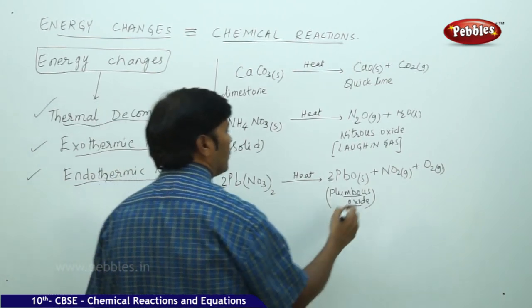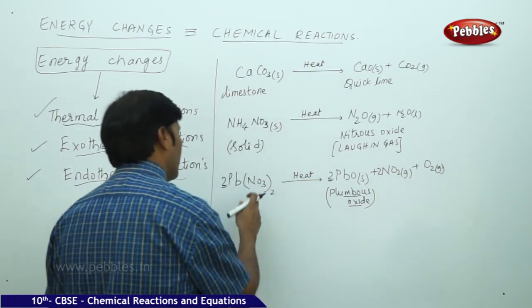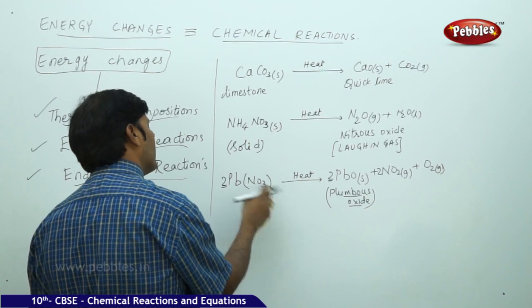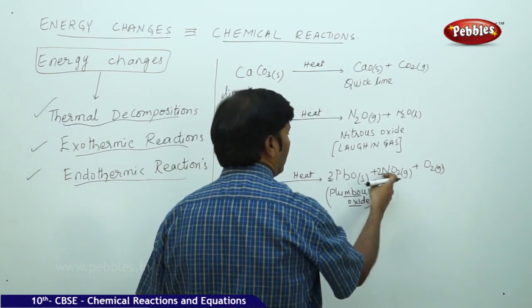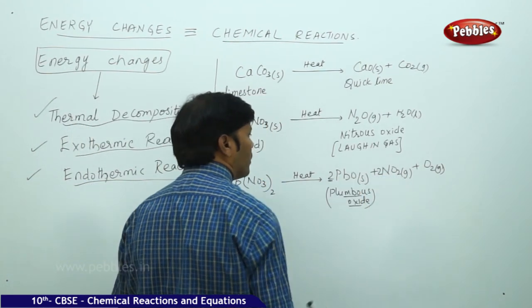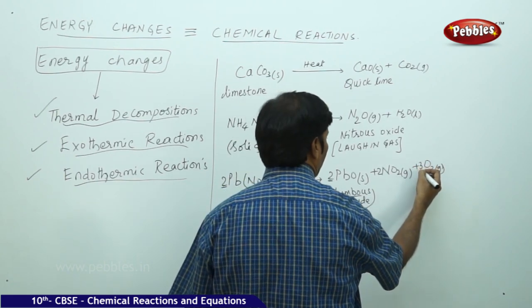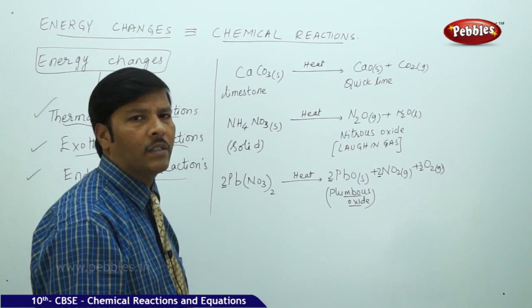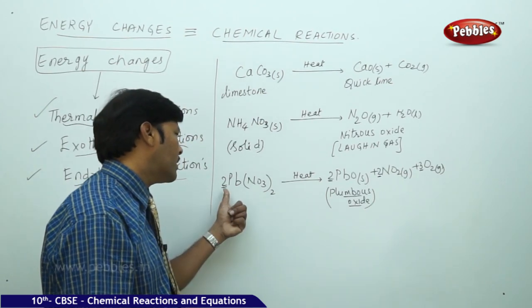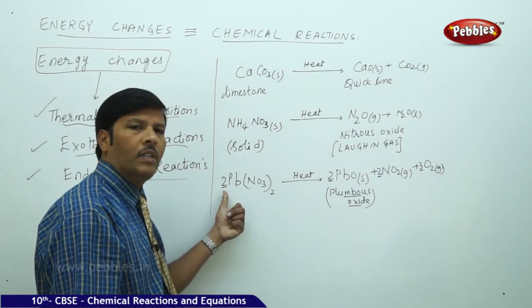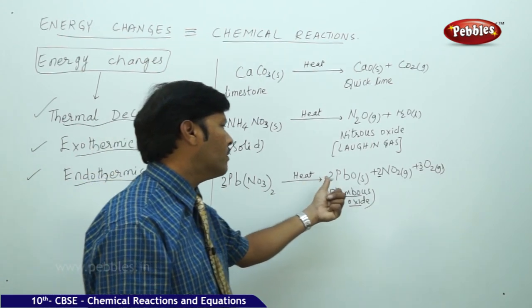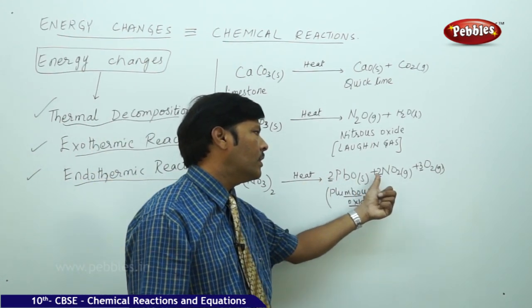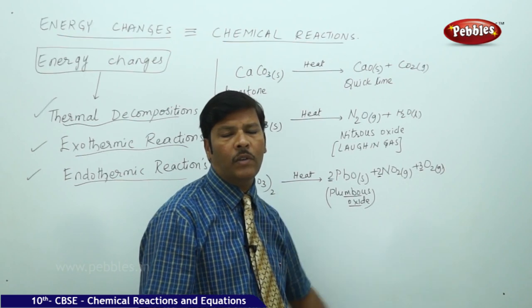There are 2 nitrogens, so take 2 over here. Number of oxygens: 3 twos are 6, 6 twos are 12. Already we have 2 twos, 4 oxygens, plus 2 oxygens, 6 oxygens. If I place 3 over here, then the entire number of oxygens gets balanced. That is, 2 moles of lead nitrate upon heating gives 2 moles of lead monoxide, 2 moles of nitrogen dioxide and 3 moles of oxygen.